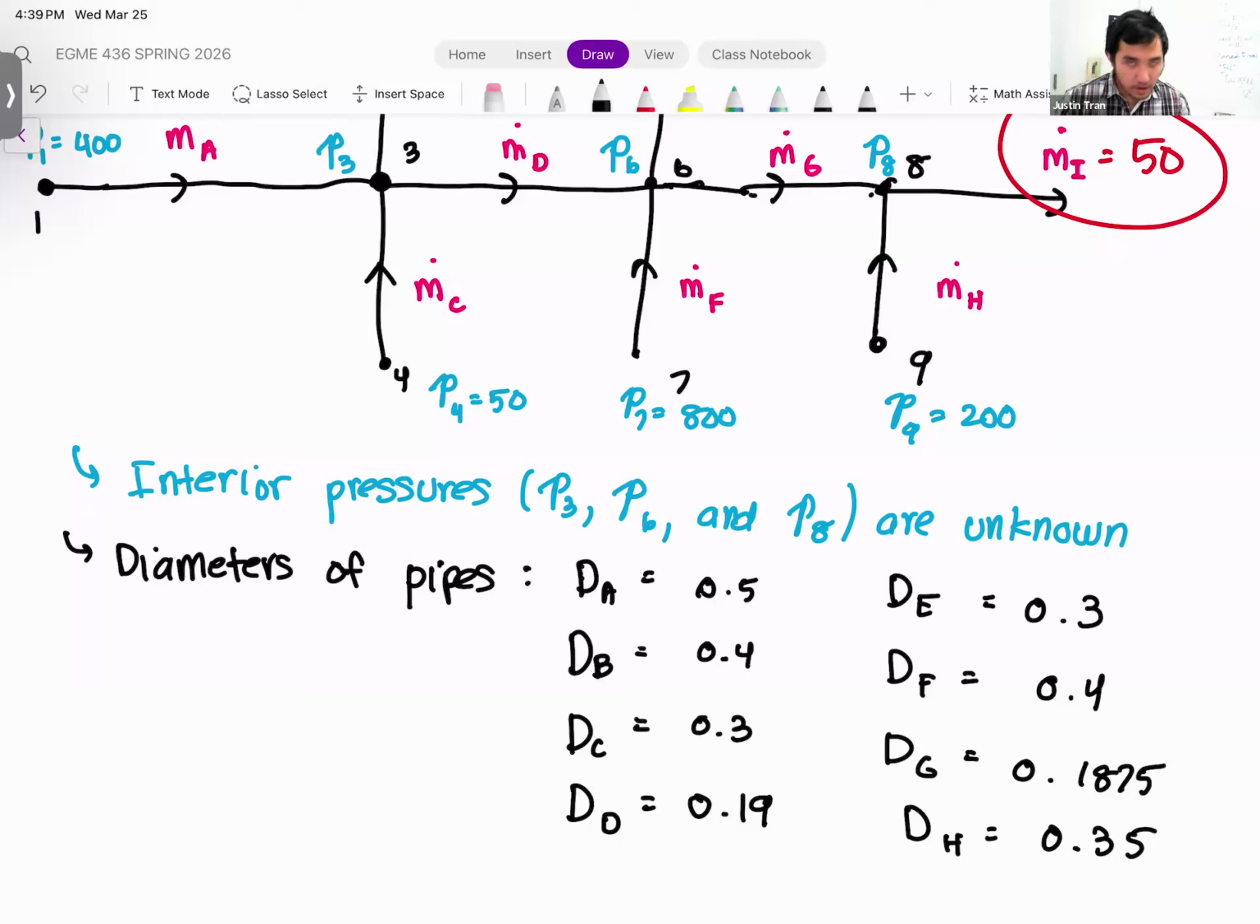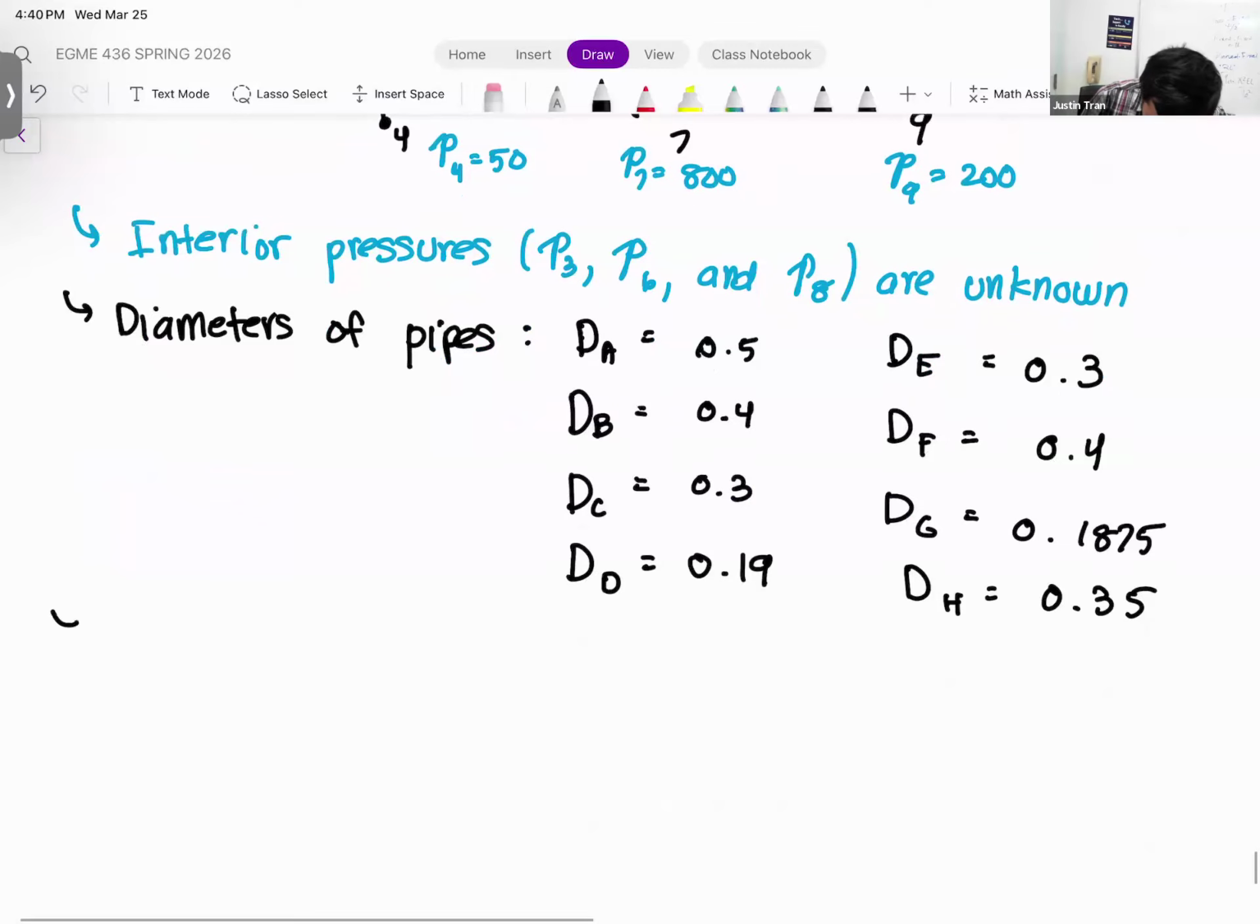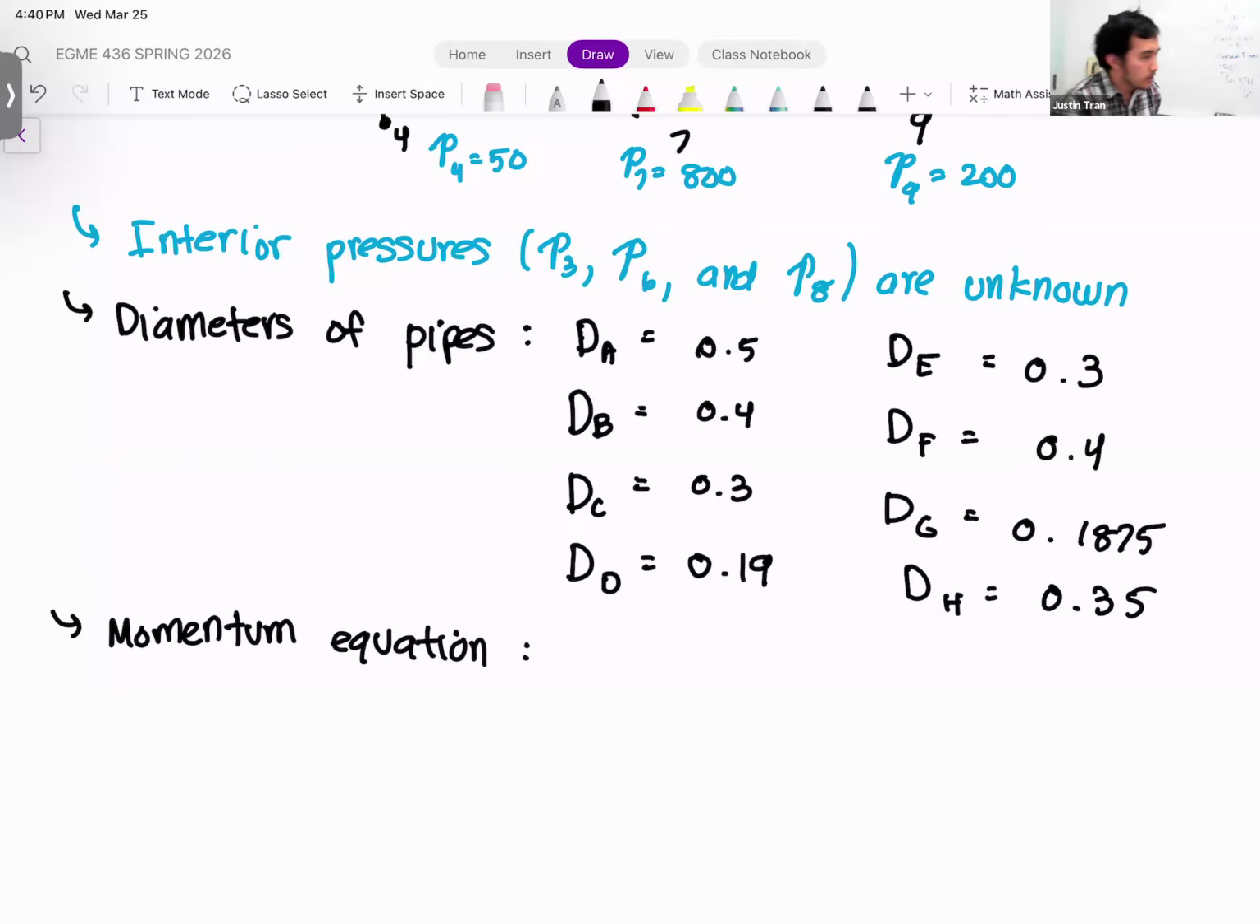All right, and then the last thing that we need here is a way to relate the mass flow rates and the pressure, right? And so essentially we need our momentum equation here. Because we're not going to use Navier-Stokes, right? Because Navier-Stokes is a little bit too crazy to use. So we're going to work with the modified momentum equation.